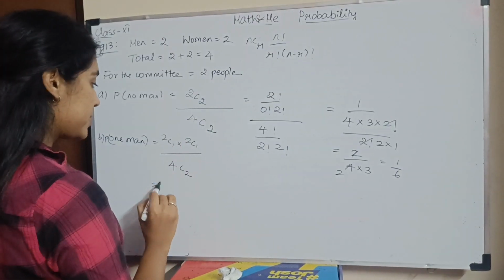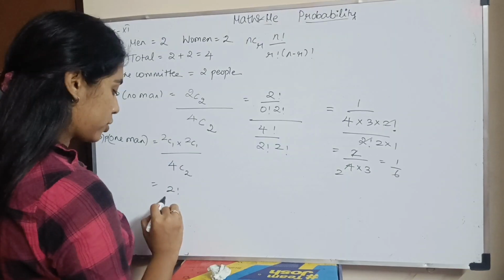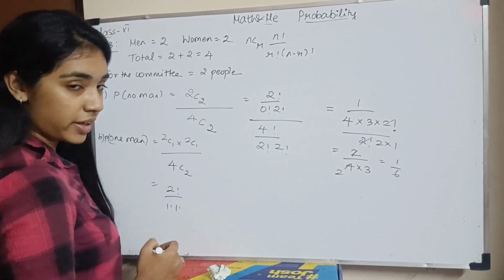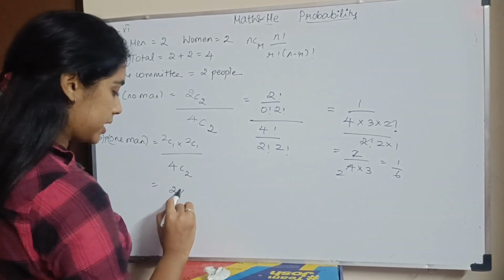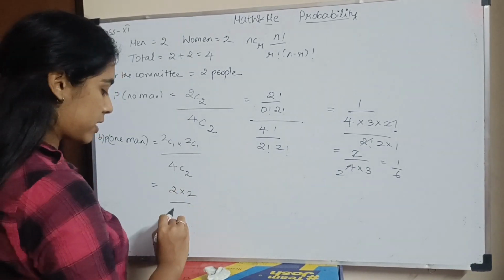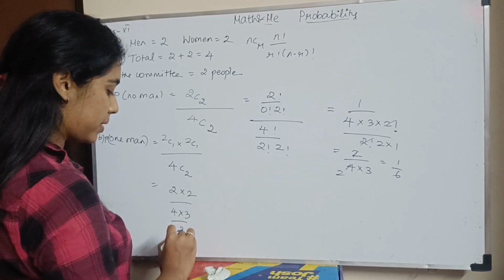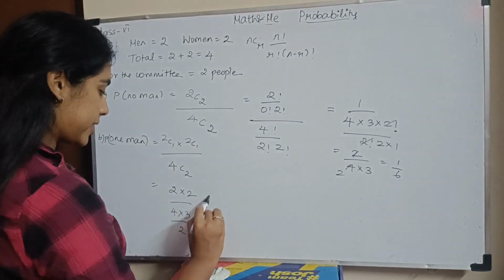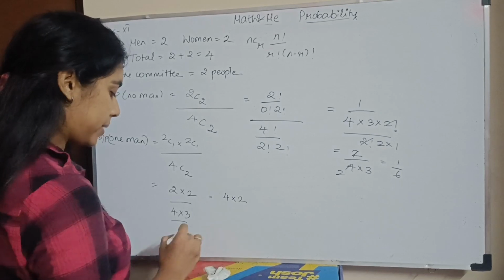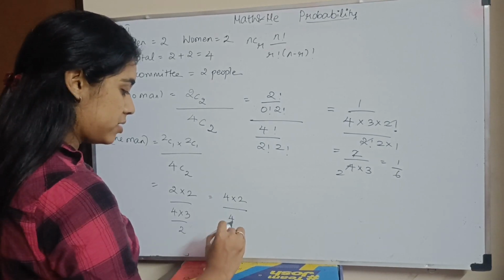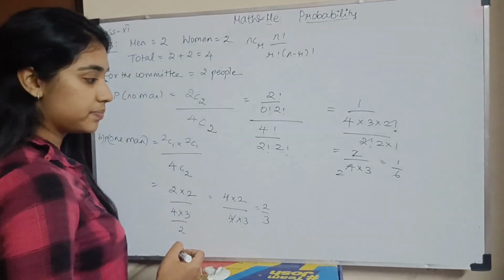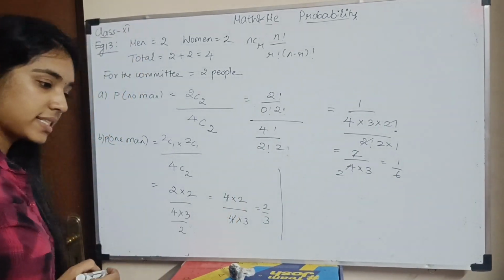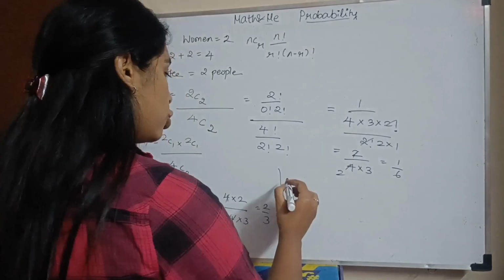So what will it be? 2C1 will be 2 factorial divided by 1 factorial times 1 factorial, which will be 2. So 2C1 times 2C1 is basically 2 times 2, divided by 4C2, which is nothing but 4 times 3 divided by 2. We just did that earlier. So I have 4 times 2. I am taking this to the numerator, divided by 4 times 3. So when 4 cancels, I am left with 2 by 3. Okay. Next subsection.